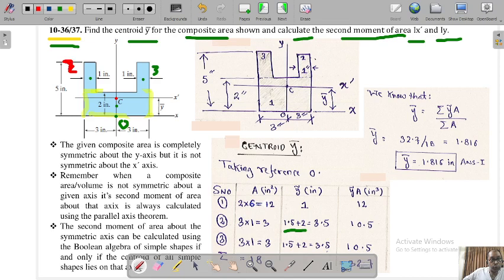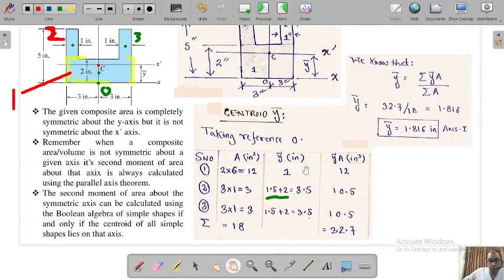This is our shape 2. This is our shape 2, 3, and this is our shape 1. Okay, so this you must remember, very important point. Now simple, if you say this is the area, this is the y tilde, so what you will do, you will basically multiply. Why are you doing all this? Because you need to calculate the y bar.